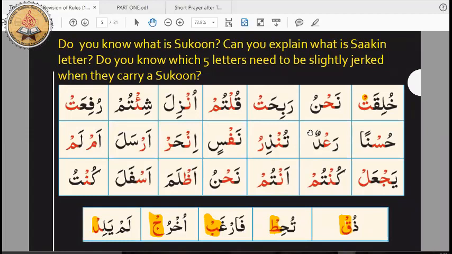Okay, so at the top it says, do you know what is sukoon? Can you explain what is a sakin letter? Now, we've learnt this, so I'm just going to quickly go over it. So we know that a sukoon is a sign or a symbol that looks like this. On top of the ta, this is a sukoon.